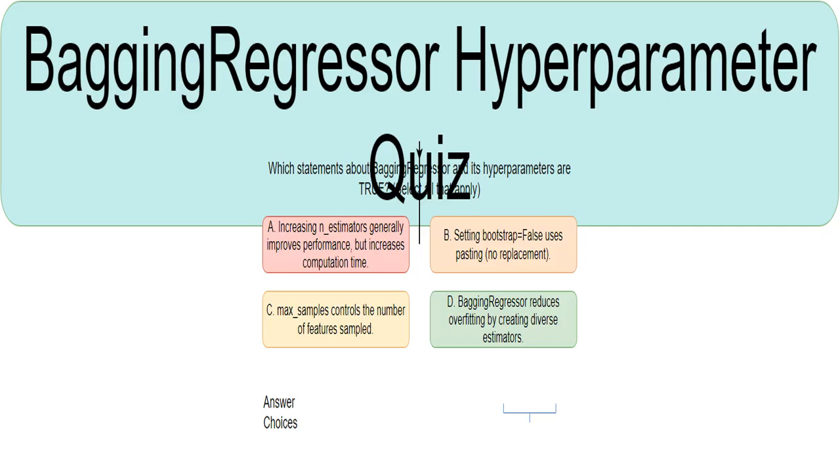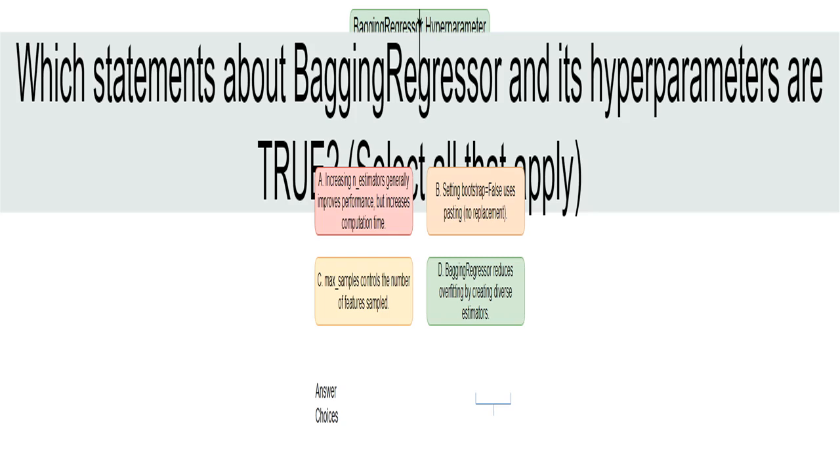This quiz tests your knowledge of the BaggingRegressor model in Sklearn. We'll explore its key parameters and how they affect model performance. Get ready to put your machine learning skills to the test. This question asks you to identify correct statements about BaggingRegressor and its settings, hyperparameters. We need to carefully assess each statement using our understanding of bagging.